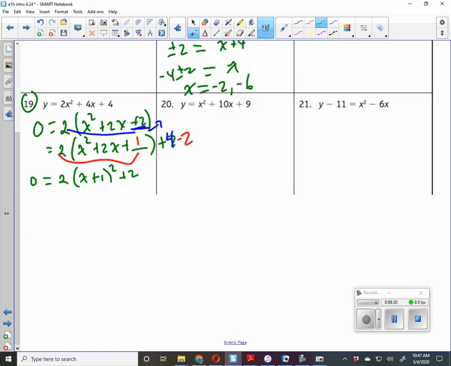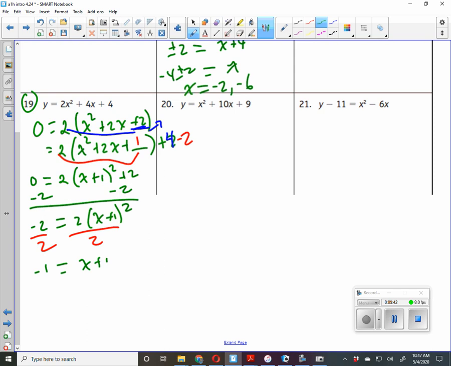As we solve this, we're going to subtract 2. We get negative 2 equals 2 times x plus 1 squared. Divide by 2. We get negative 1 equals x plus 1 squared. And this is where we have problems. When we take the square root, now we know we don't have solutions. This has no real solutions.